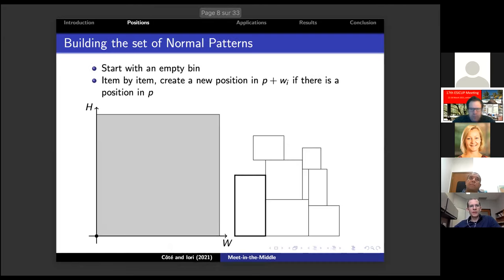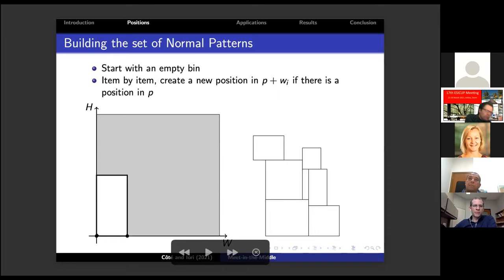So one way to build the normal patterns is the following. I will start with an empty bin and the coordinate zero. And I will take an item and I will place it in coordinate zero. And its right corner will give me a new placement position. I will remove it. I will consider another item, and I will place it in every position that I have. So I will place it here and here. And its right corner will give me a new placement position. So we'll have these two new.